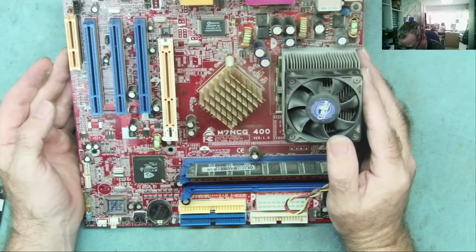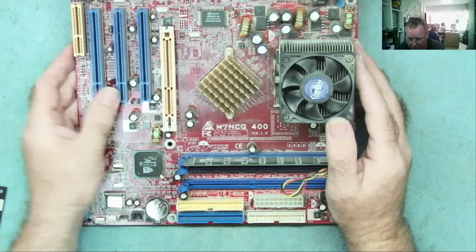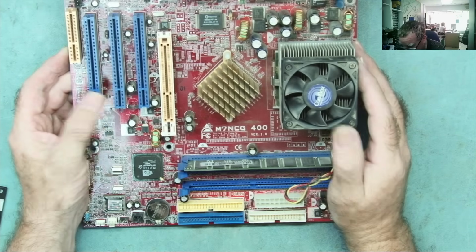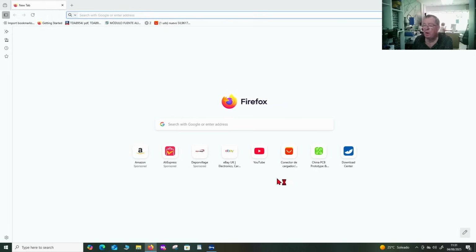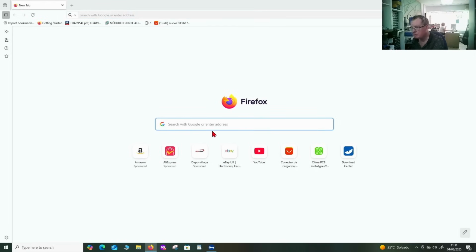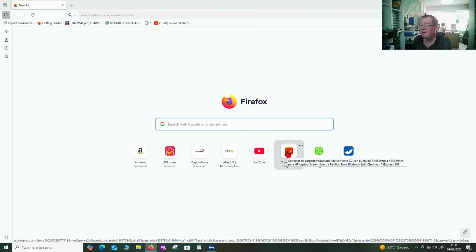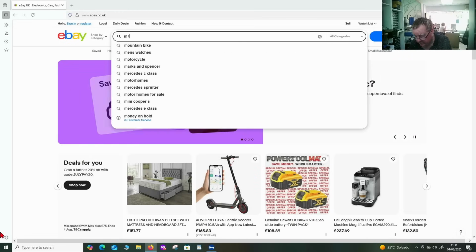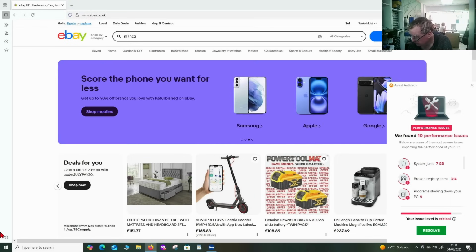I've not seen one of these before. Really not sure who makes this. M7NCG400. Is it worth anything? The whole retro gaming and retro PC hardware collector's market can be quite difficult to figure out sometimes. I have no idea how this is going to come up. I would have thought it was 20 or 30 euros, but I've not seen this brand before. Does it make any difference? M7 NCG 400.